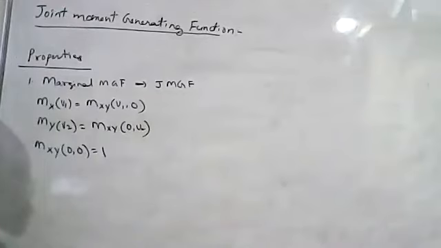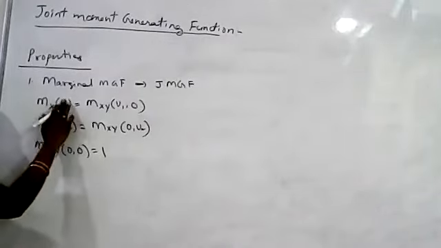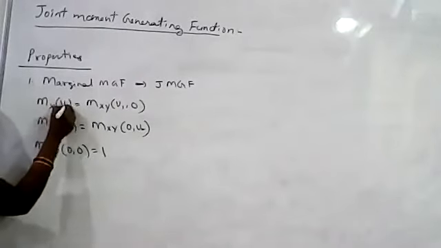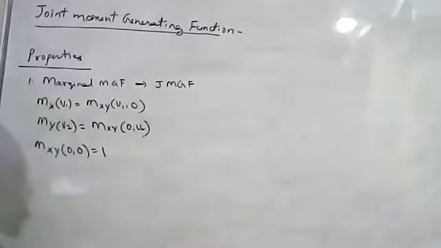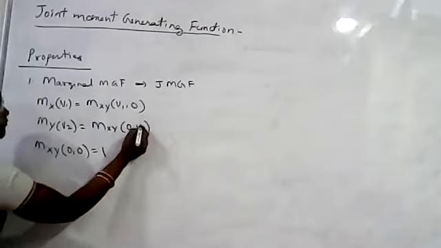It says that the marginal moment generating function can be obtained from the joint moment generating function. So M_X(v1) can be written as M_XY(v1, 0). M_Y(v2) is equal to M_XY(0, v2). And M_XY(0, 0) is equal to 1. Now we'll see the proof of this.